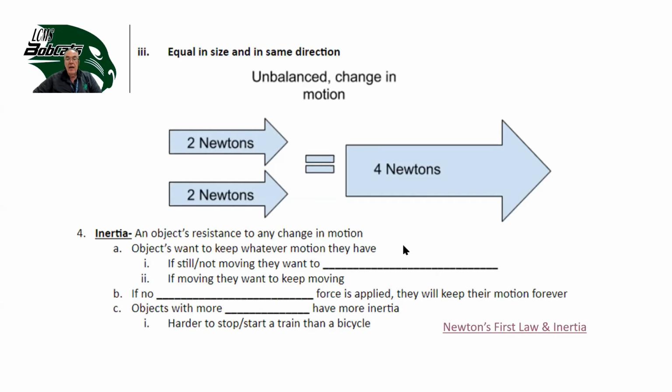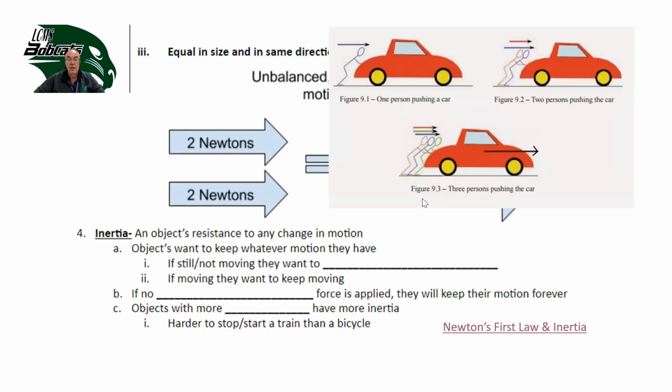And they can be equal in size and in the same direction. So these two forces can add together. This is like two identical people pushing on a car. So one person pushes with a force of 2 newtons, and the other person pushes with a force of 2 newtons. Their force adds together to make a force of 4 newtons.